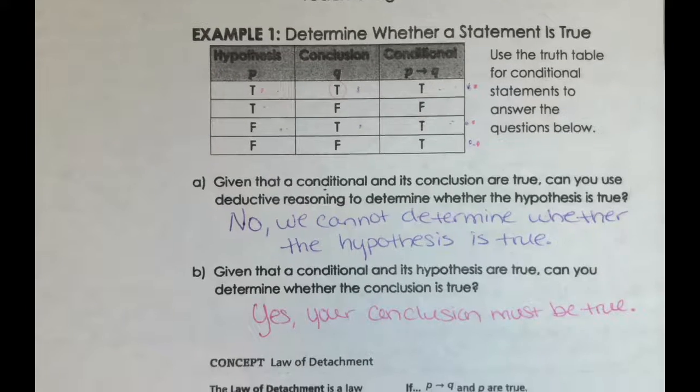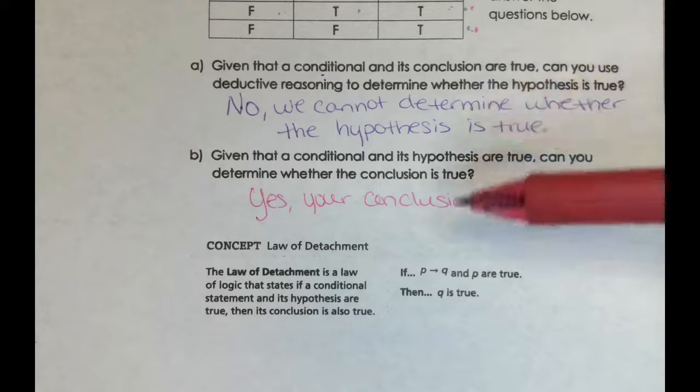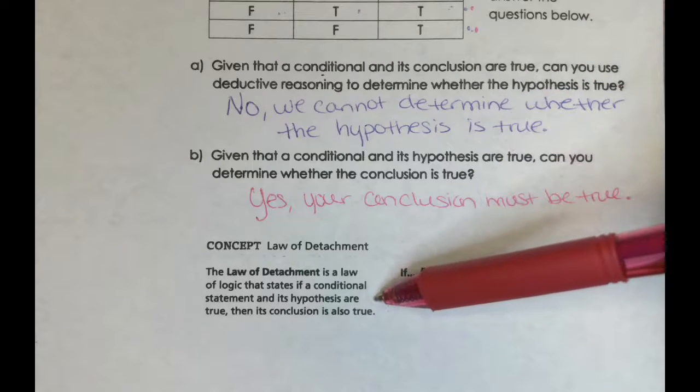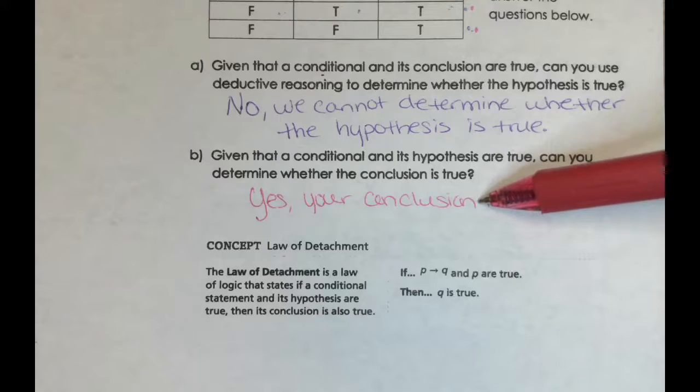Okay, so at the bottom of the page here, you have a concept picture, and this is for the law of detachment. We're going to talk about two things in this lesson. The first one with deductive reasoning is the law of detachment, and then the next one we'll talk about is the law of syllogism. The law of detachment is a law of logic that states that if a conditional statement and its hypothesis are both true, then the conclusion is true. And that's what we just found here in part B.